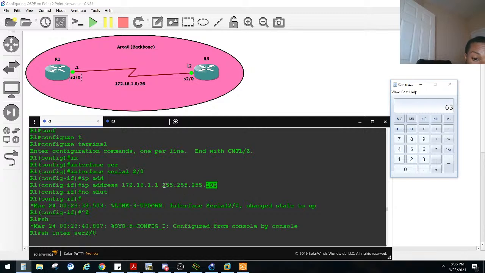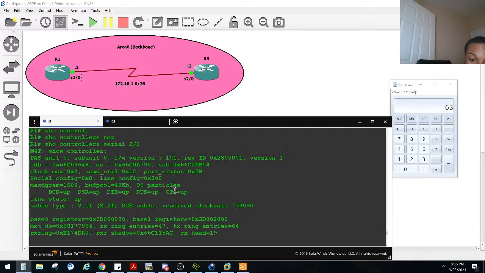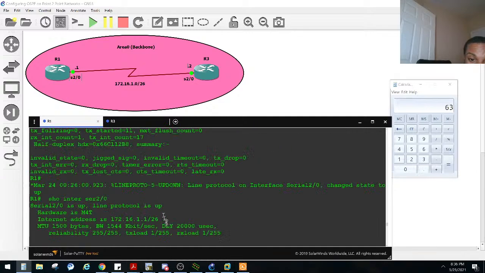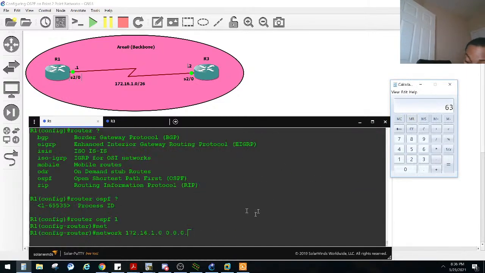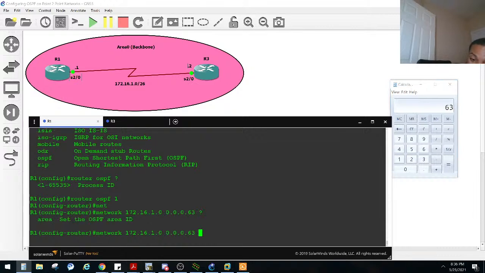So you do 255 minus whatever number you want to match. In this case, I did 255 minus 255, which equals 0. Same thing for the second octet: 255 minus 255 is 0. 255 minus 255 is 0. 255 minus 192 is 63. That's why the wildcard mask has got to be 0.0.0.63, right?